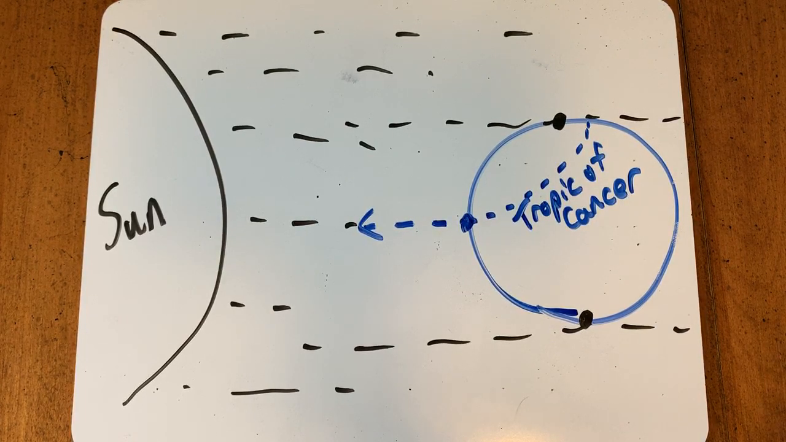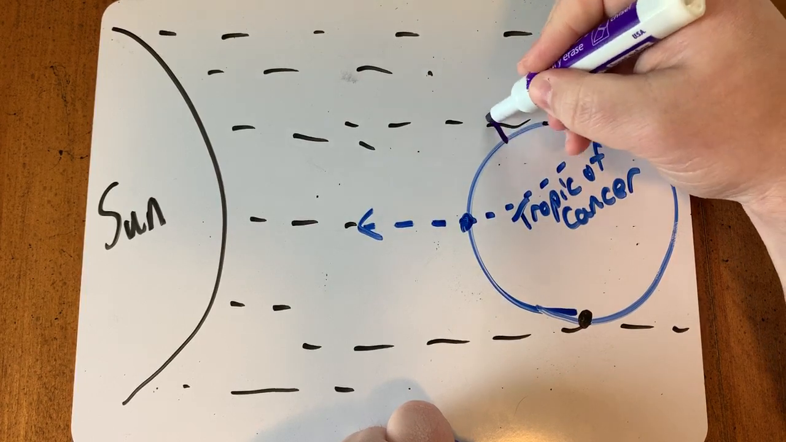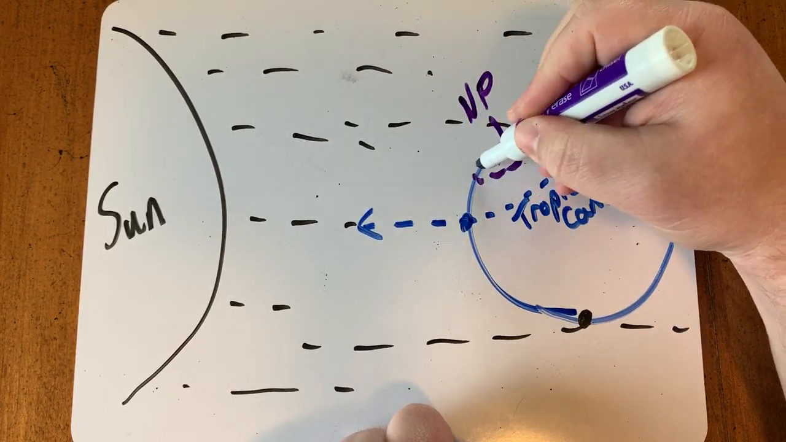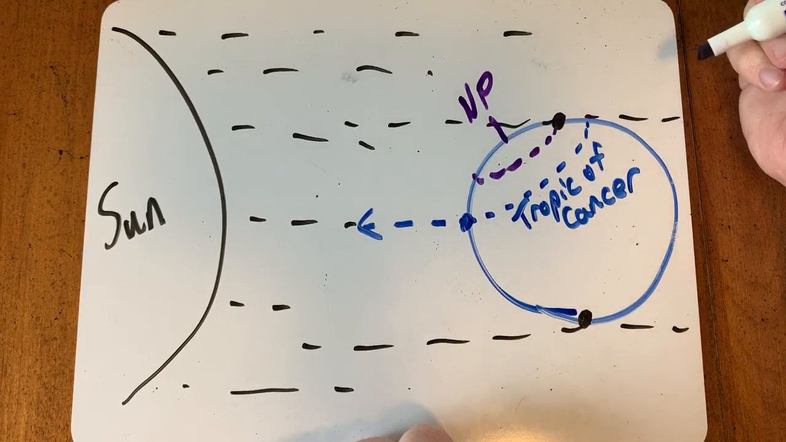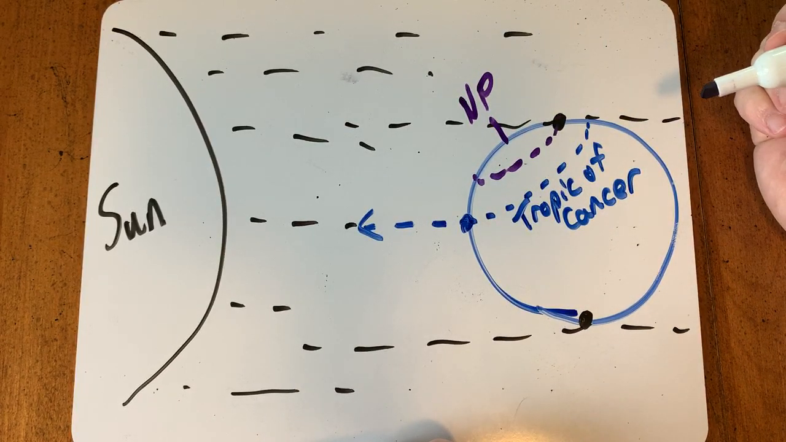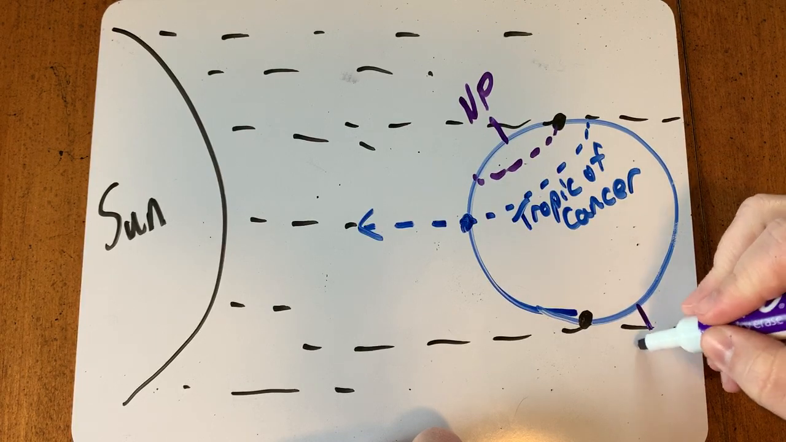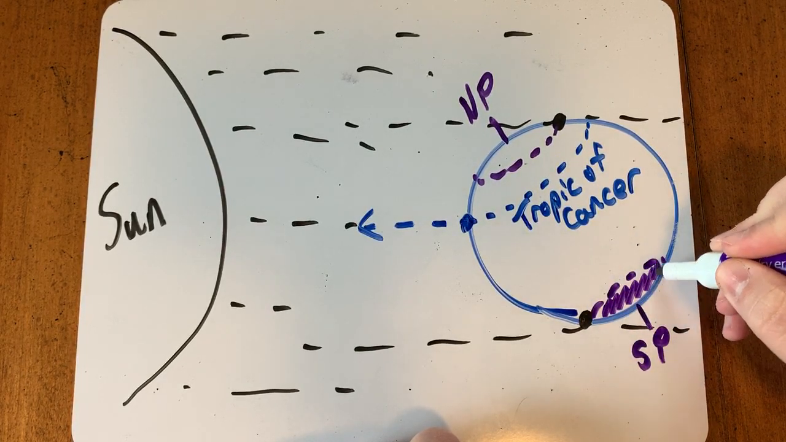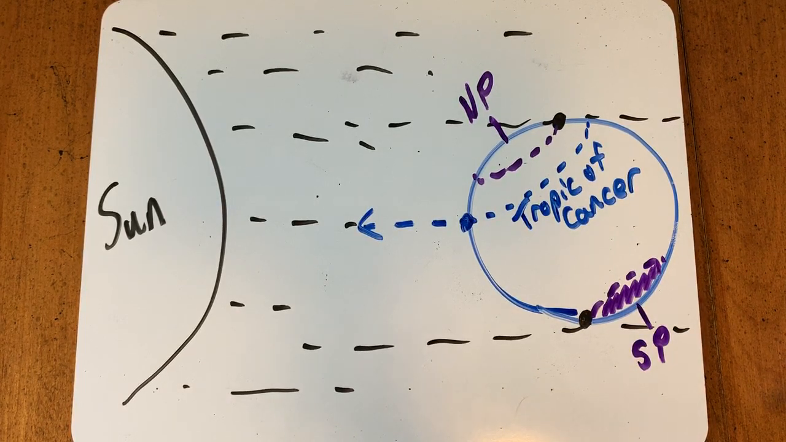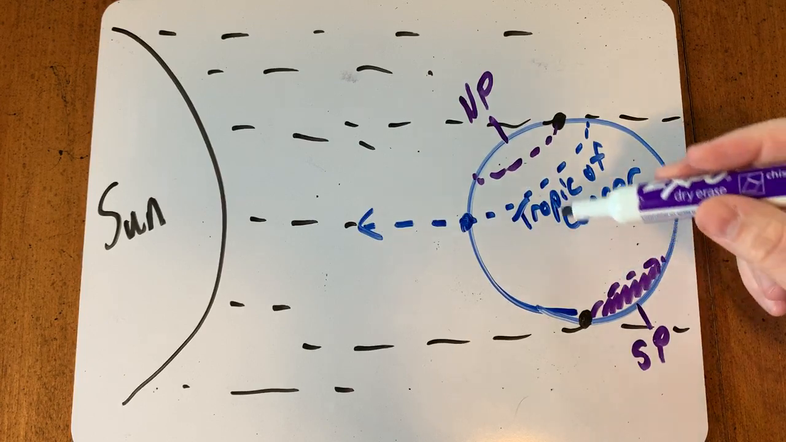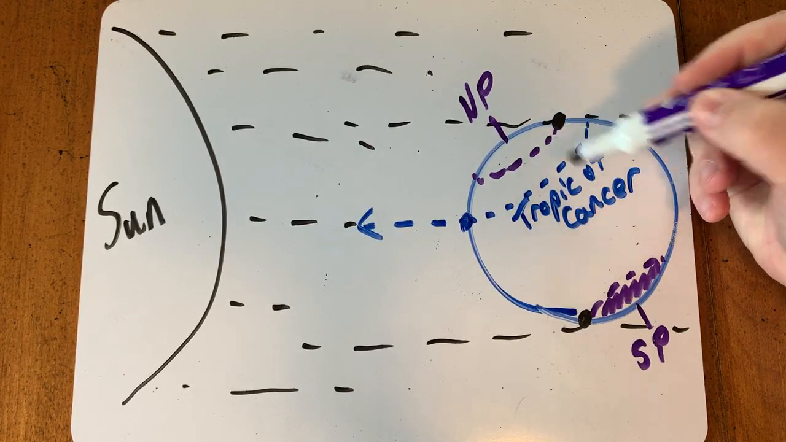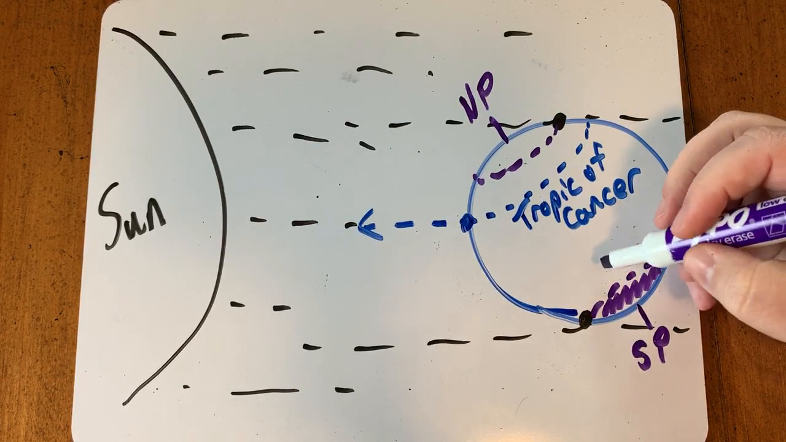So that means, as it spins about the North Pole, everything in this circle is in all sunlight. And as this part spins about the South Pole, everything in this circle is all darkness. These circles are our Arctic and Antarctic circles.